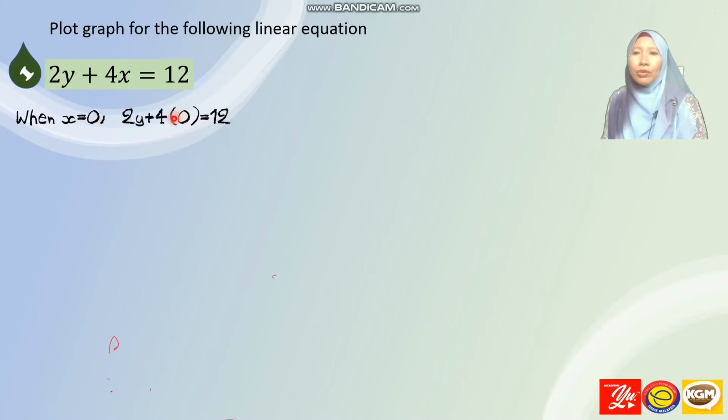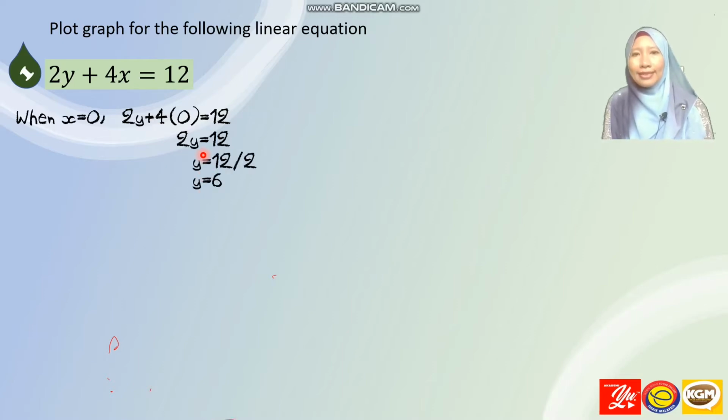So you substitute into 2y plus 4x equals 12. Over here it was x, so we substitute x with 0. And then, what do we get? 4 times 0 is 0, so 2y equals 12, and we get y equals 6. Now when y equals 6, the coordinate, or the point, is (0, 6). You just write down the coordinates of the first point.